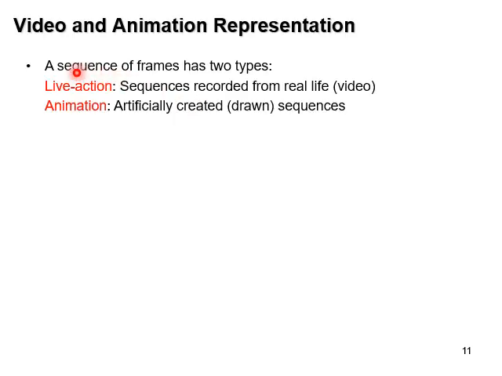Now, a sequence of frames would have two types. We have what's called live action, which is sequences recorded from real life, which we normally call video, and animation, which is artificially created drawn sequences. If you're using a video camera to shoot outside or natural scenes, this is called live action or video. However, if you're creating pictures on the computer, drawing them and then playing them back very quickly, this is what we call animation.